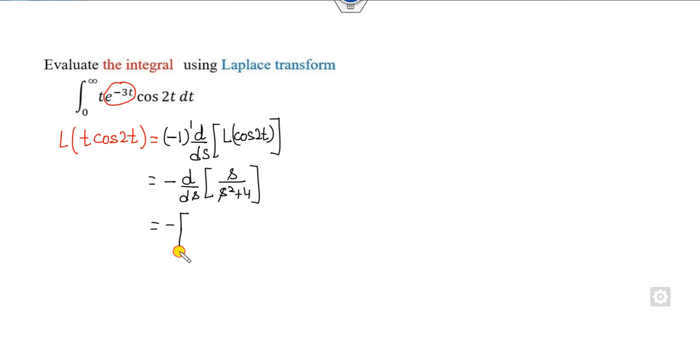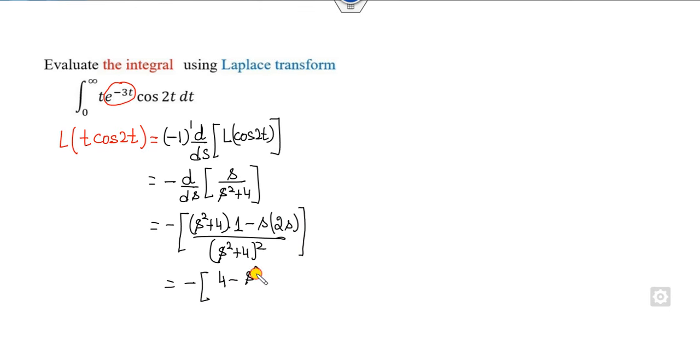So it is minus the derivative: s square plus 4 times the derivative of s, which is 1, minus s times the derivative of s square plus 4, over (s square plus 4) whole square. If I take the LCM, it will be 4 minus s square divided by (s square plus 4) whole square. Now I have computed this, so I can substitute s equal to 3.